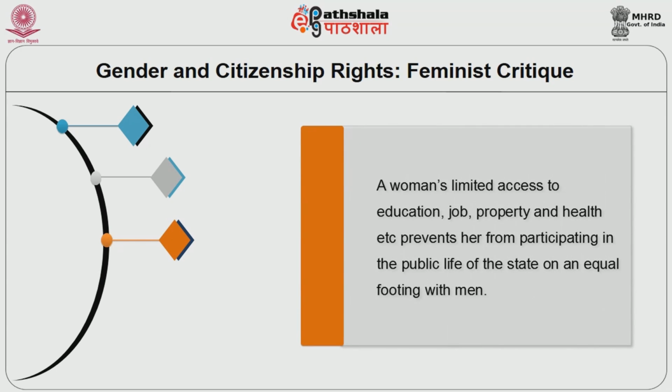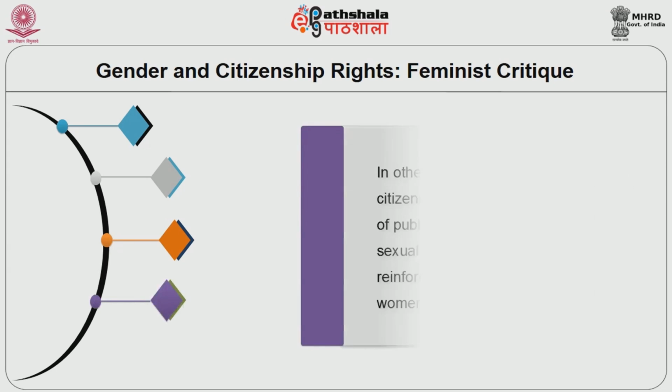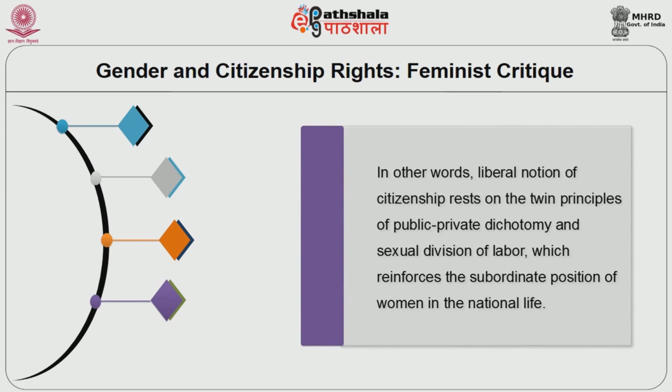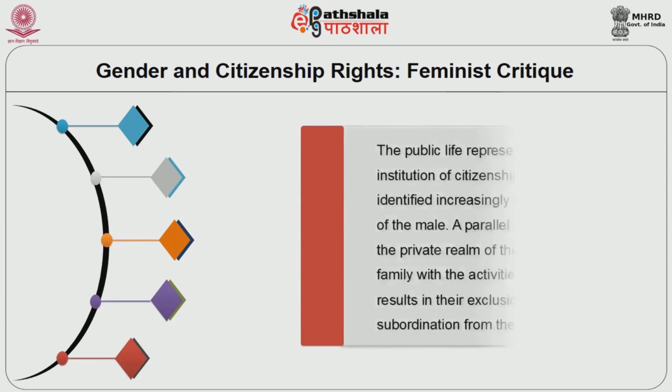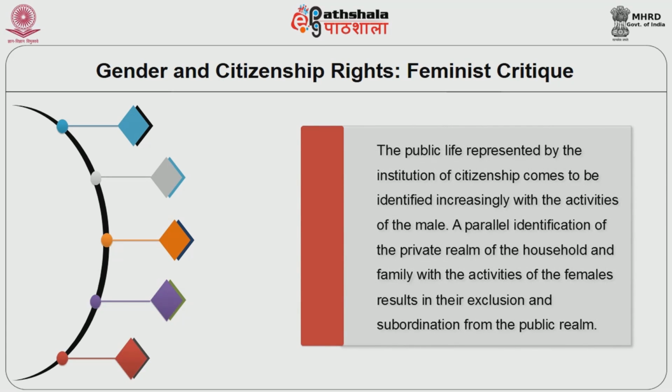A woman's limited access to education, job, property and health, etc. prevents her from participating in public life of the state on an equal footing with men. In other words, liberal notions of citizenship rest on the twin principle of public-private dichotomy and sexual division of labor, which reinforces the subordinate position of women in the national life. The public life, represented by institutions of citizenship, comes to be identified increasingly with the activities of the male. A parallel identification of the private realm of the household and family with activities of the females results in the exclusions and subordination from the public realm.